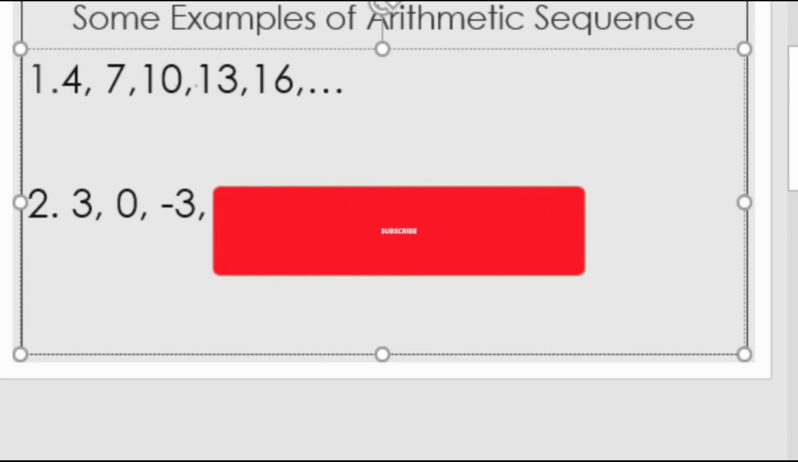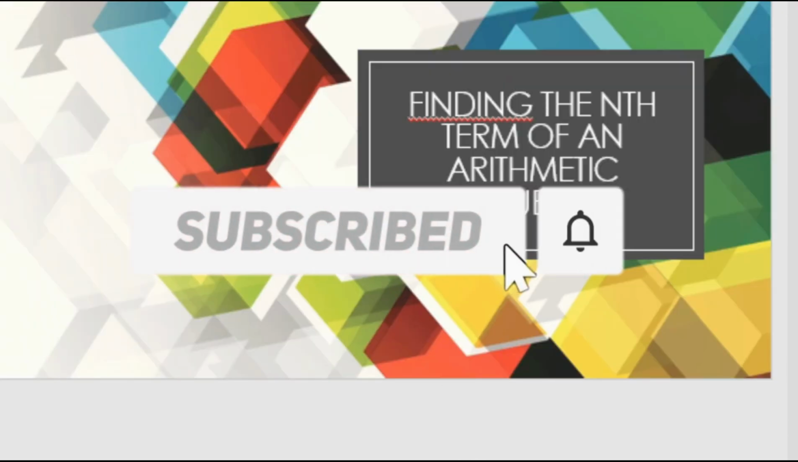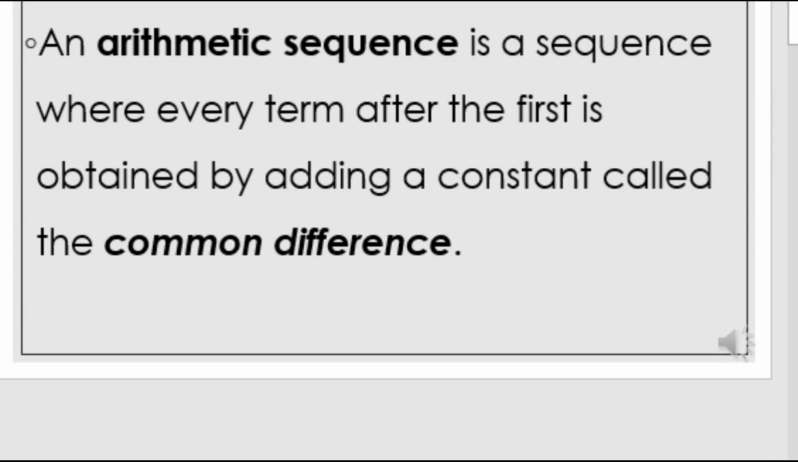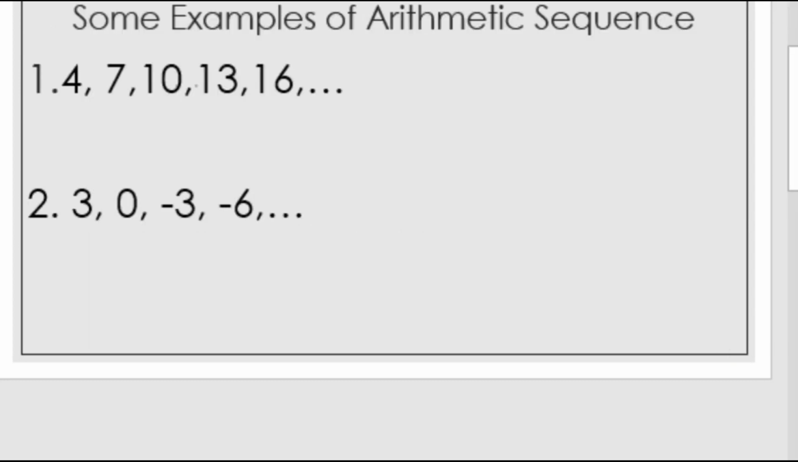Okay. So again, our topic is about finding the nth term of an arithmetic sequence. Now, first, we will recall what is the definition of arithmetic sequence. What is an arithmetic sequence? An arithmetic sequence is a sequence where every term after the first is obtained by adding a constant called the common difference. So to understand better, let's see some examples of arithmetic sequence.